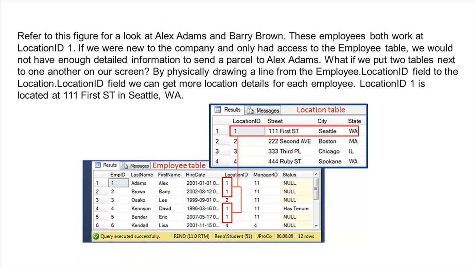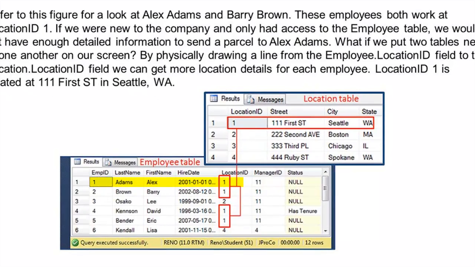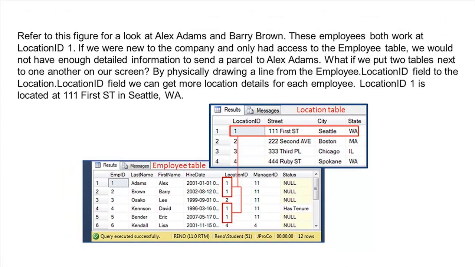Whether or not you have the book, Figure 3.2 gives us a great example of this. As you can see, Alex Adams has a location ID of 1. By looking in the location table for more detail of that, we can see he gets 111 First Street, Seattle, Washington for his work location. As a matter of fact, this process would be repeated for every employee in the employee table who has a location ID of 1. Now, why do we just store location ID of 1 in the employee table rather than repeatedly storing Seattle, Washington, 111 First Street?